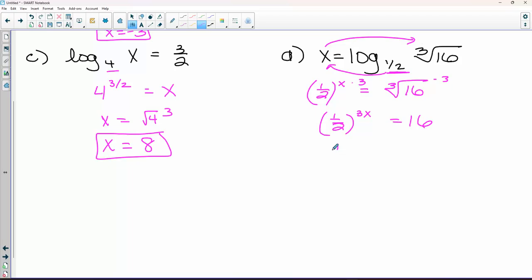All right, we have to get a common base here. 16, I need that to be 1/2 to a power. Two to what power equals 16? 4. So to put it on the bottom, it would need to be -4. So we get -4/3.